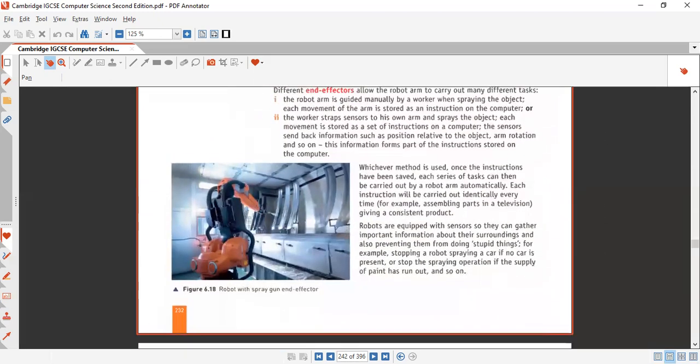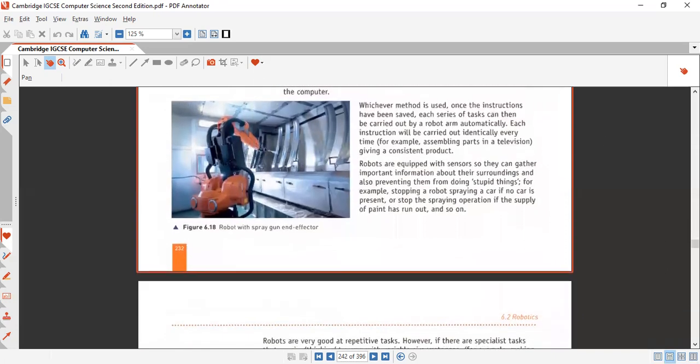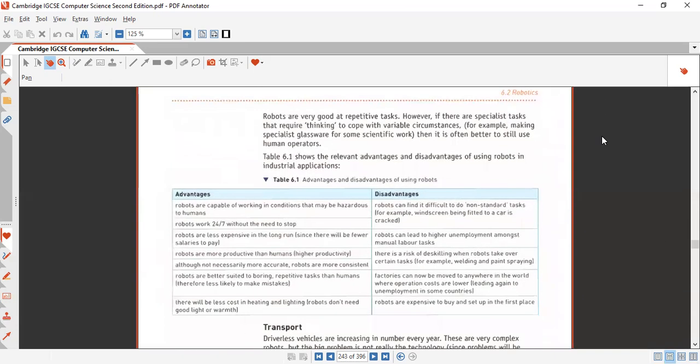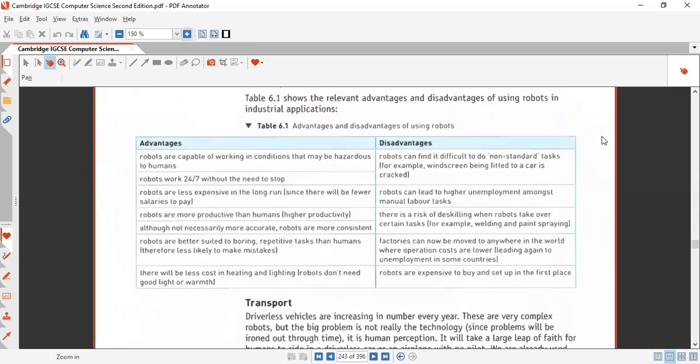Now, as you can see, the first thing they are saying is that robots are being utilized in the industry. In the industry, they are being utilized in multiple manners. There are a few advantages and a few disadvantages as well, so just read them down. If you're finding any kind of difficulty, please let me know. Otherwise, we can move ahead.